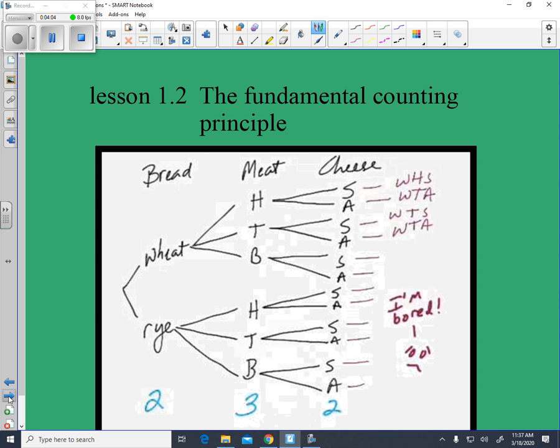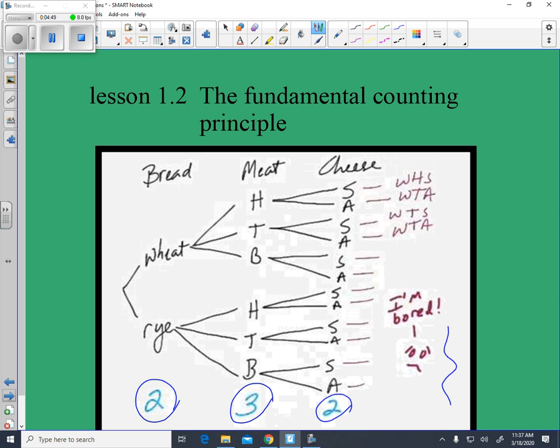Here's another tree diagram. Wow, this person got bored and didn't finish, but maybe they didn't finish because they knew the fundamental counting principle says if we have 2 options for bread and 3 options for the meat, what would those be? Ham and what's T? Turkey maybe? Ham, turkey, and bologna, or ham, turkey, and bacon, or something. But anyway, 3 meat options. And then for cheese, it's S or A. I don't know what that is, Swiss or American maybe?